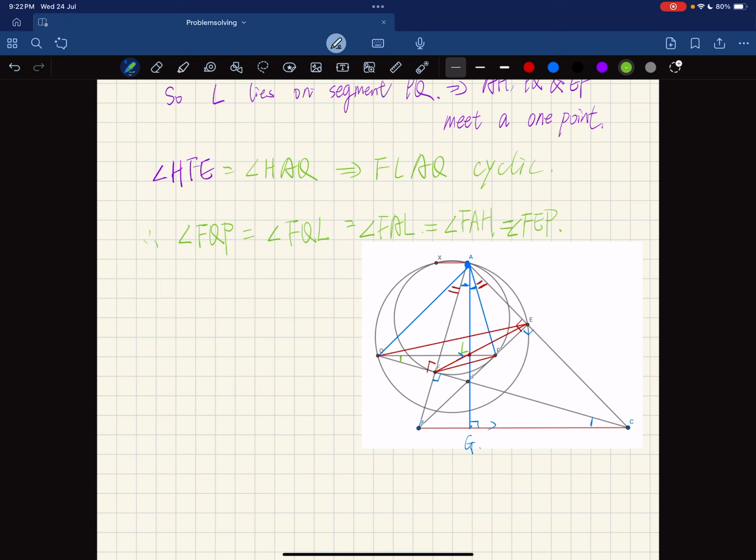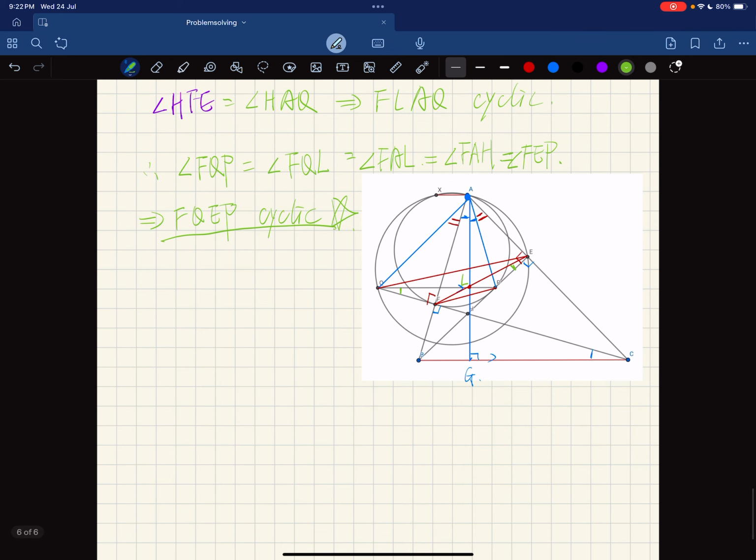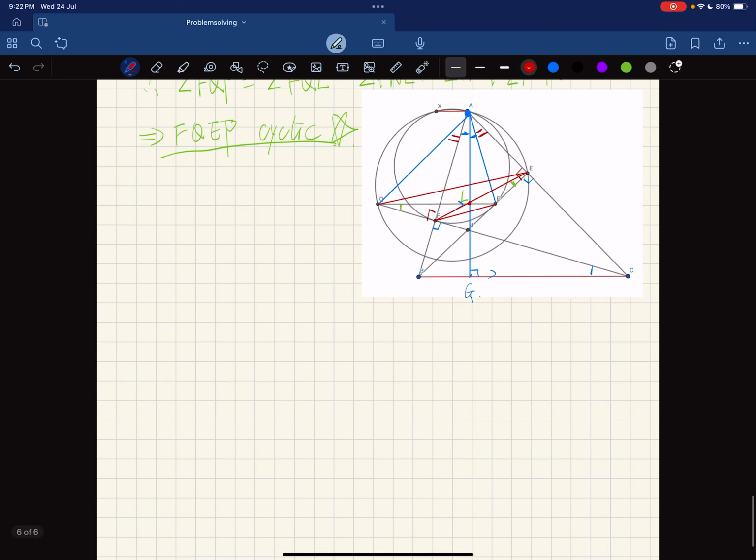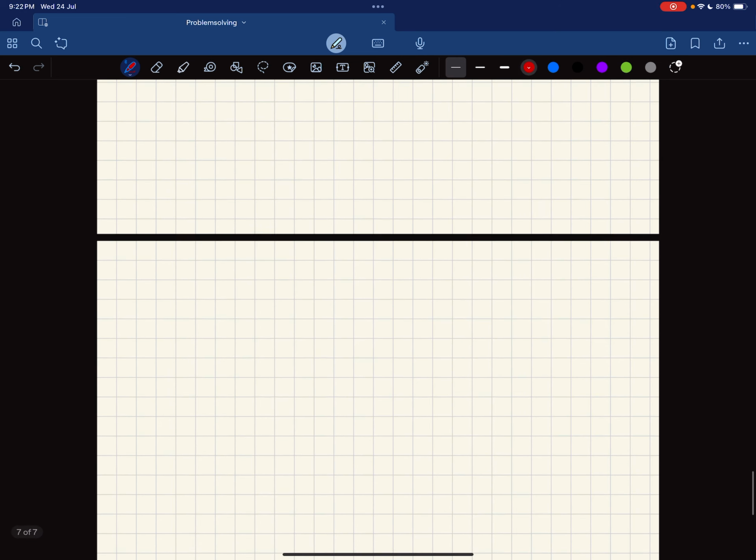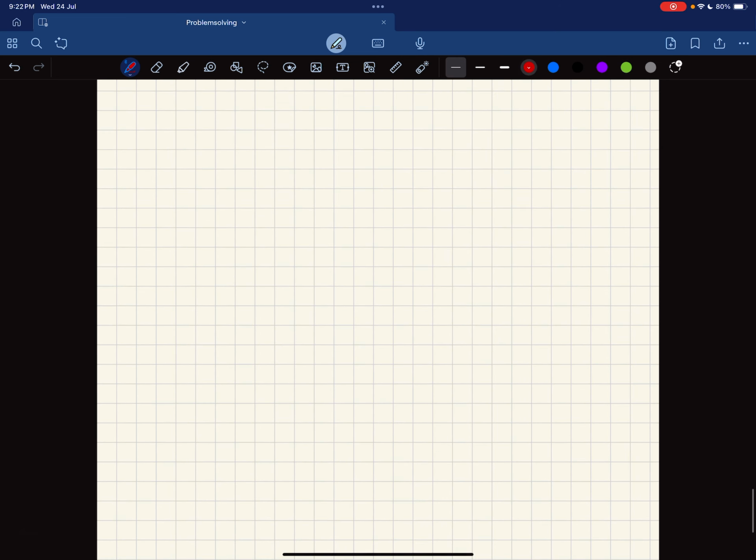That means we have these two angles of the same degree, so that leads to F, Q, E, P cyclic. So that's important. After having this, what can we get? We might think that X is a certain point, so we can use another page to explain this.